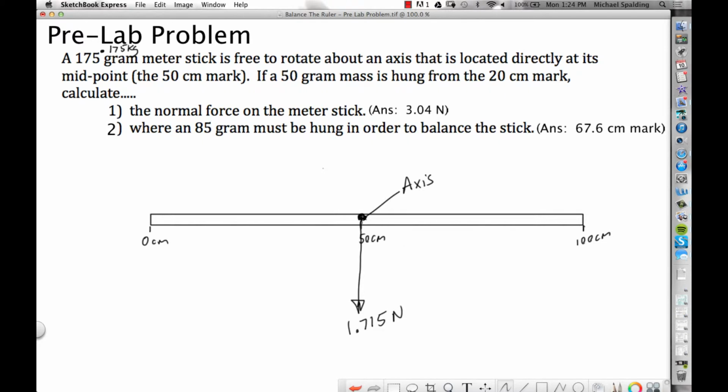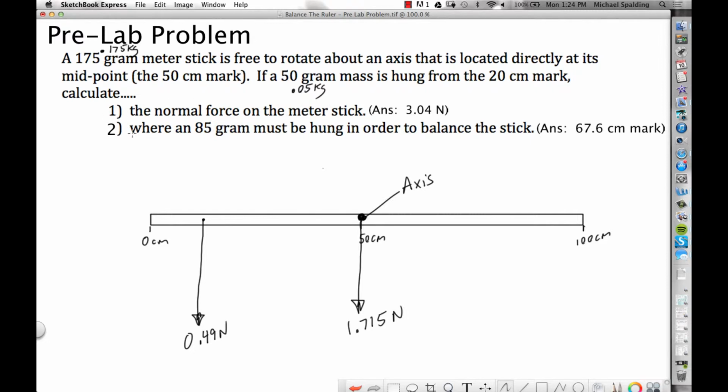Okay, so then what else do we have? We're told in the problem that we have a 50-gram mass at the 20 centimeter mark. So the 20 centimeter mark is going to be somewhere around here. And 50 grams is 0.05 kilograms. So that comes out as 0.49 newtons. 50 grams, not 20. Got it. Yep, 50 grams.